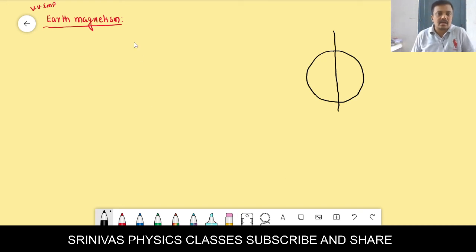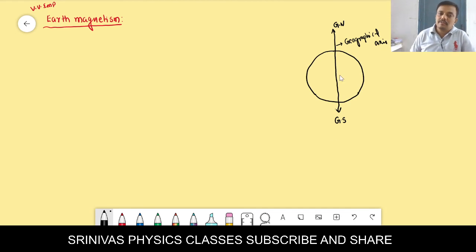Today's topic is earth magnetism. This we are considering as earth. Earth is in spherical shape, and this is the geographical north, and this is the geographical south. The line joining the geographical north and south is called the geographical axis. This is the geographical axis.